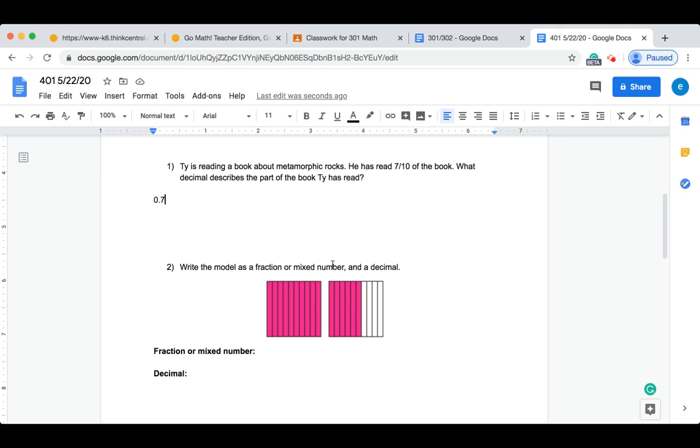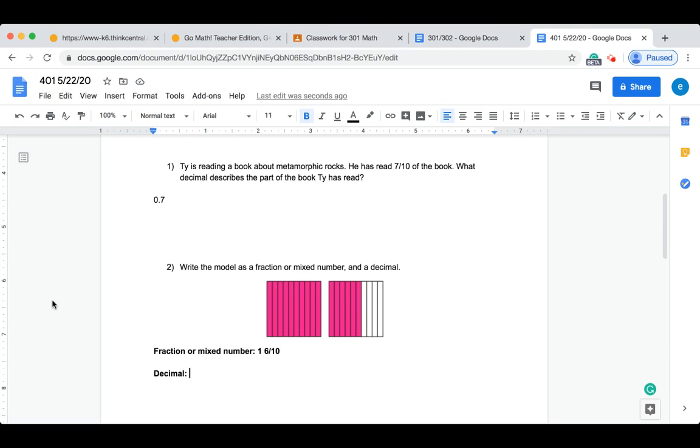Then to find how many tenths I have, I am going to look at my second square, my second set of tenths, and count how many are shaded in. So I have 1, 2, 3, 4, 5, 6. So I have 6/10 shaded in. So to write that as a mixed number, I will write 1 because I have 1 whole. And then I need to write 6/10 as a fraction. So it'll be 6 as my numerator and 10 as my denominator. And I would read that as 1 and 6/10.